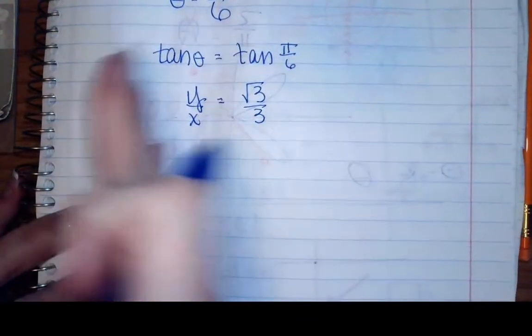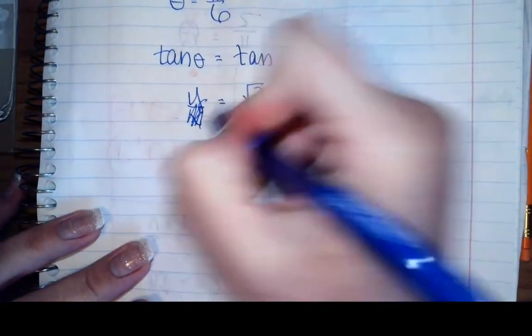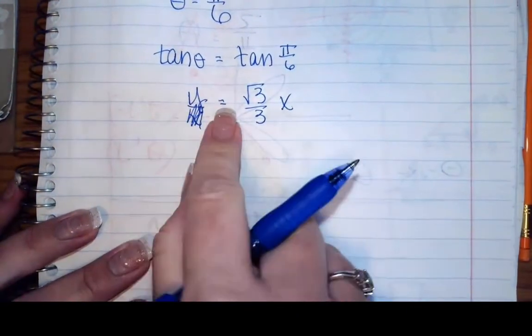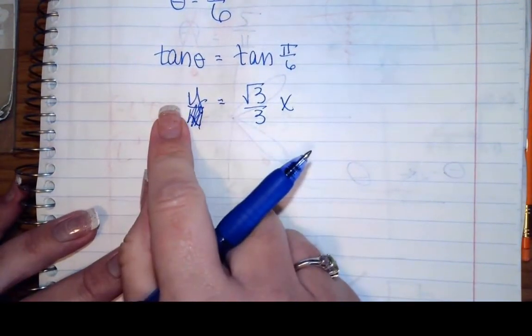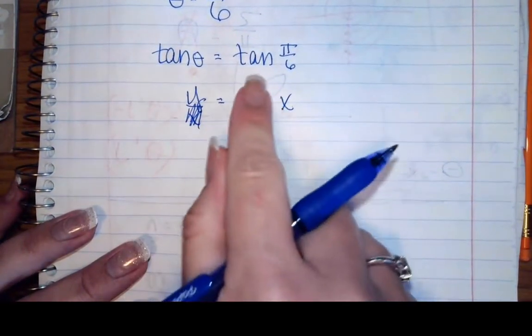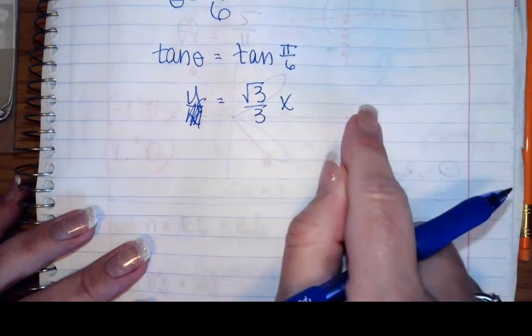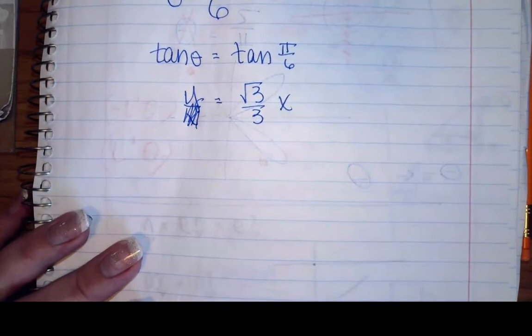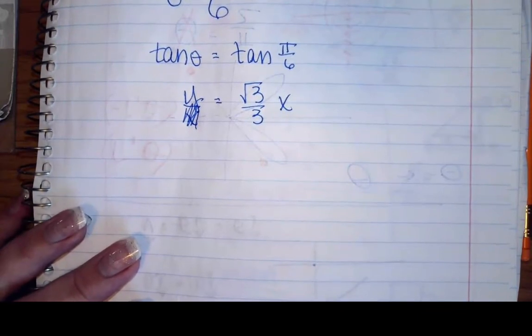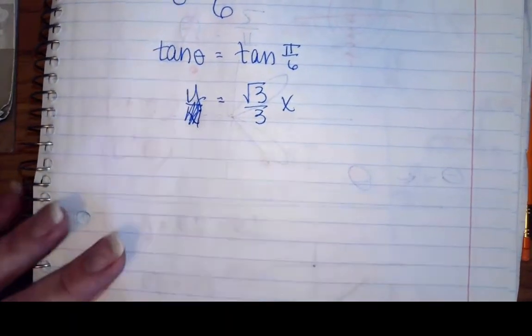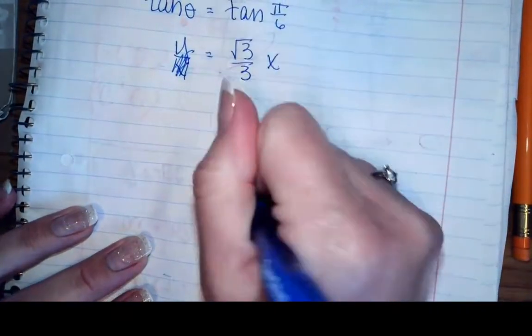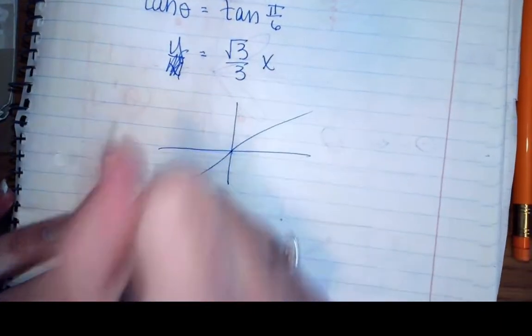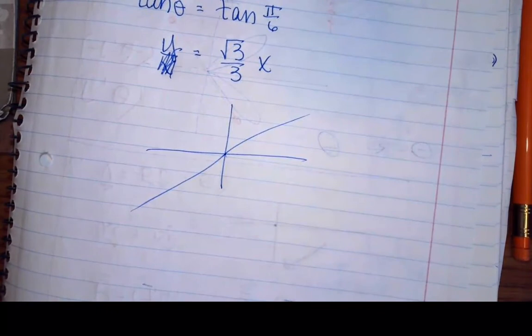And now I can multiply both sides by x. So I find out that I've got y equals, this is slope-intercept form, y equals this slope times x plus 0. So this is slope-intercept form of a line. So you will find out that it's a line that, because theta equals pi over 6, is going to be the line that travels through quadrants 1 and 3.